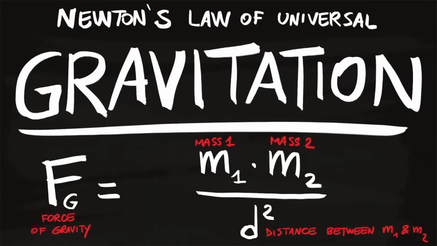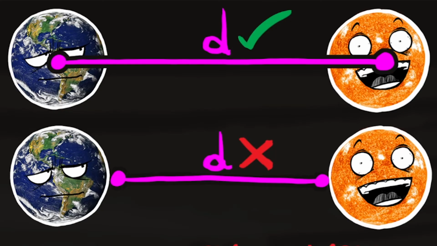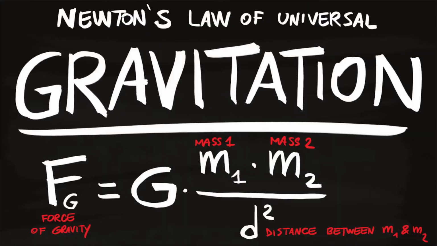And be careful, you morons. D is the distance between the center of the two masses. So like this, and not like this, god damn it. Then put the big G in front of everything and there you have it, gravitational force. If you're wondering, yes, this G is the same G of my pal Kepler, 6.67 times 10 to the power of minus 11. It's called the gravitational constant.